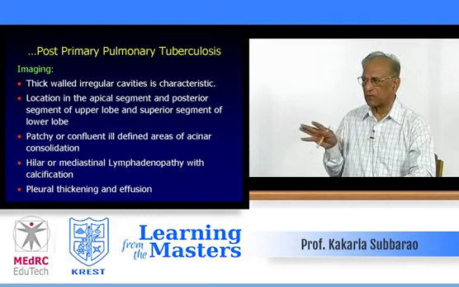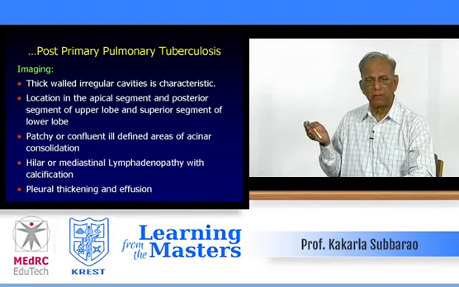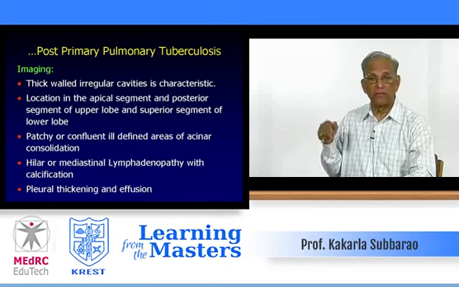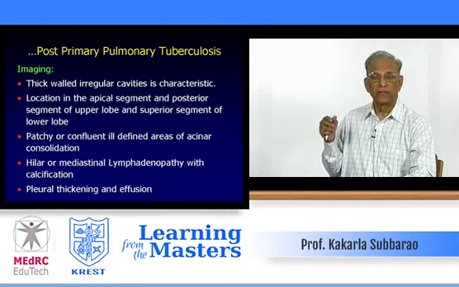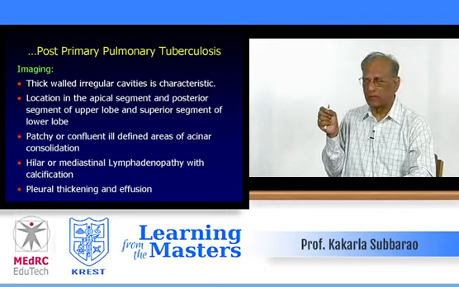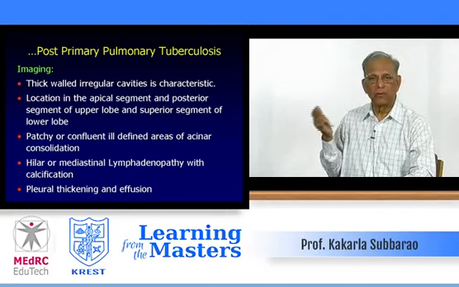Sometimes there are patchy or confluent, ill-defined areas of acinar consolidation. And hilar mediastinal lymphadenopathy may be present or may not be present. Sometimes from previous primary infection, you may see a now small calcific nodule in the hilar nodes, and pleural thickening and effusion.